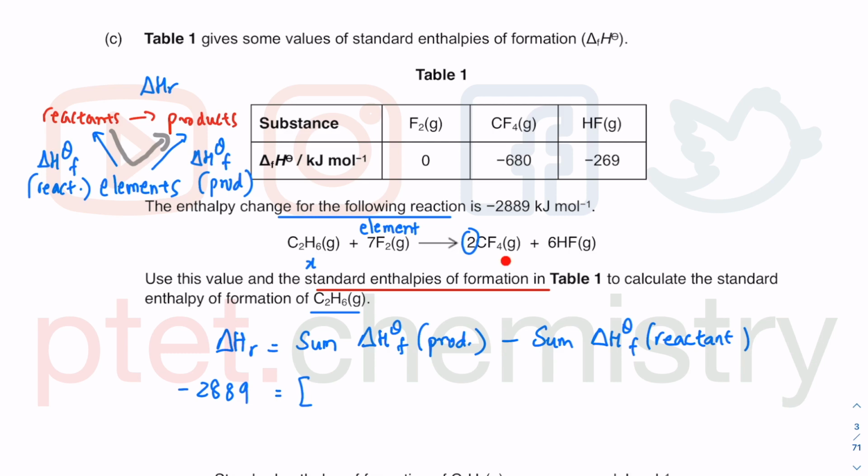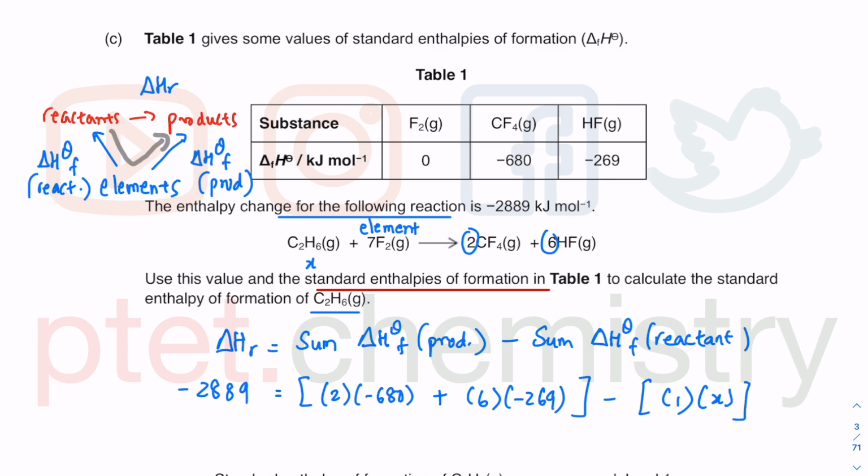So the formation of product, so 2 times minus 6 at 0, because I'm forming 2 moles of the CF4. I'm forming 6 moles of the HF, so 6 times minus 269, close bracket. And I am having 1 mole of the reactant, so that's what I want to find, X. So this is minus X, move the X to the other side. So minus 6 at 0 times 2, and then plus 6 times minus 269, I get minus 2974. I'm going to move this minus 2889 to the other side, it becomes plus 2889.